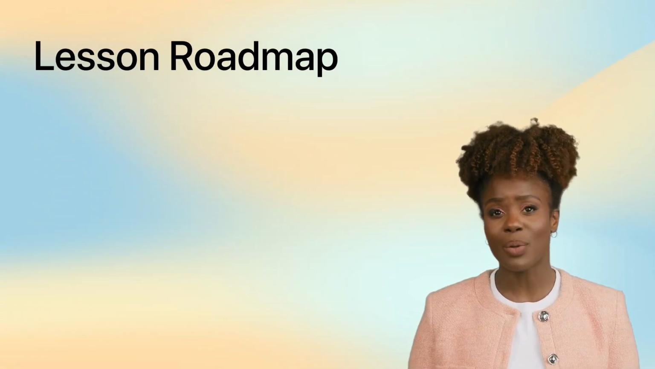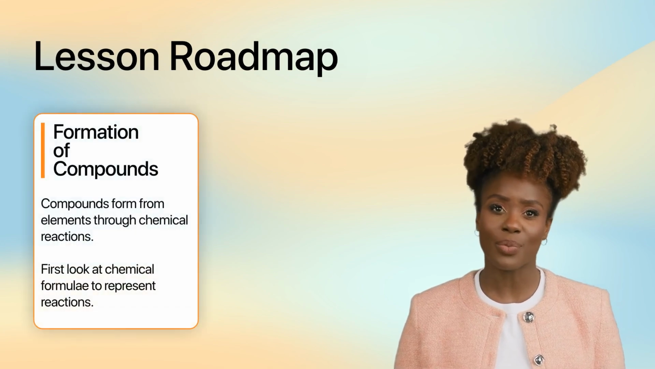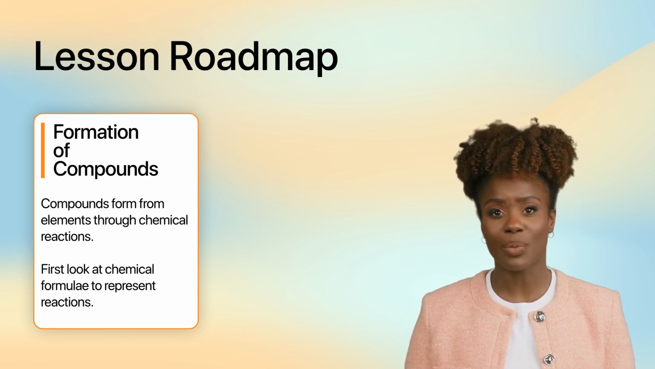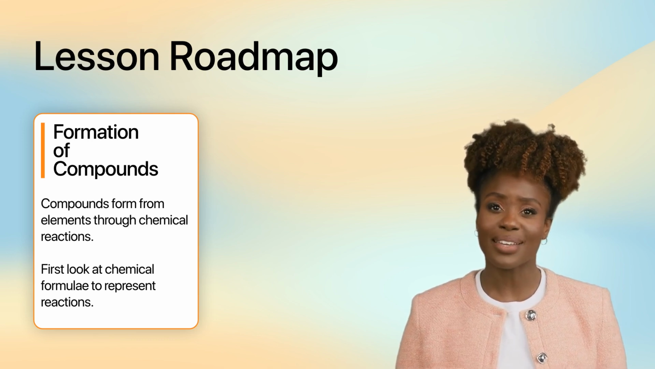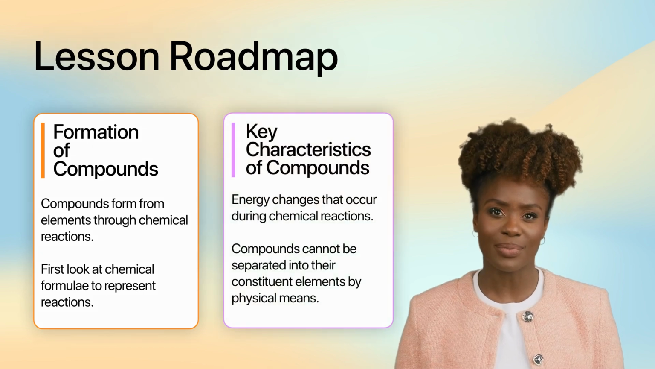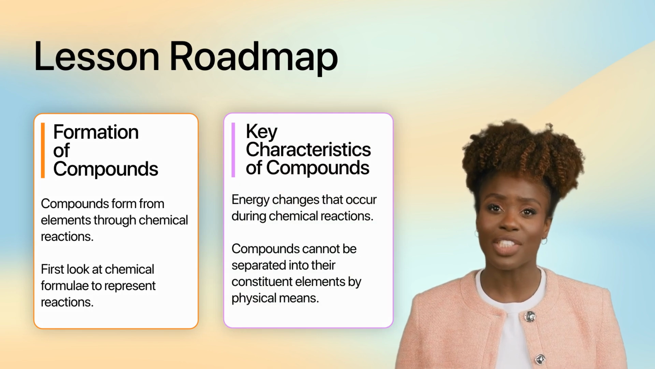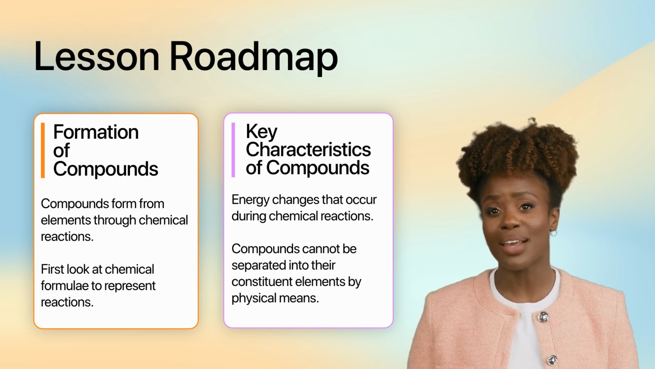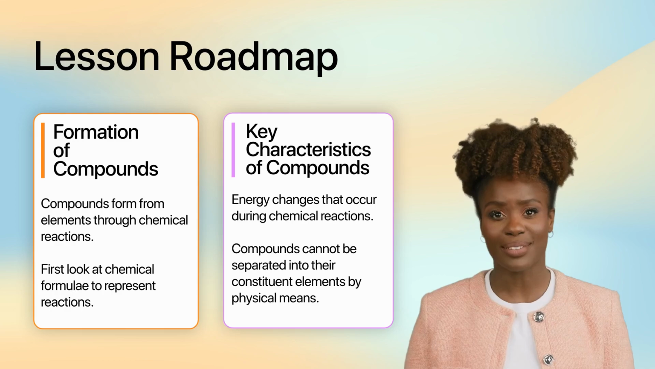We'll begin with the formation of compounds. We'll discuss how compounds form from elements through chemical reactions, and we'll take a first look at using chemical formulae to represent these reactions. Next, we'll look at the key characteristics of compounds. We will identify the key characteristics of compounds and the energy changes that occur during chemical reactions. We'll also touch on the fact that compounds cannot be separated into their constituent elements by physical means.